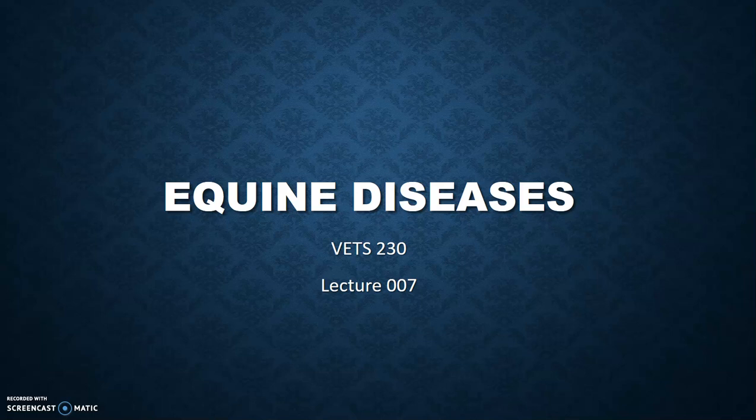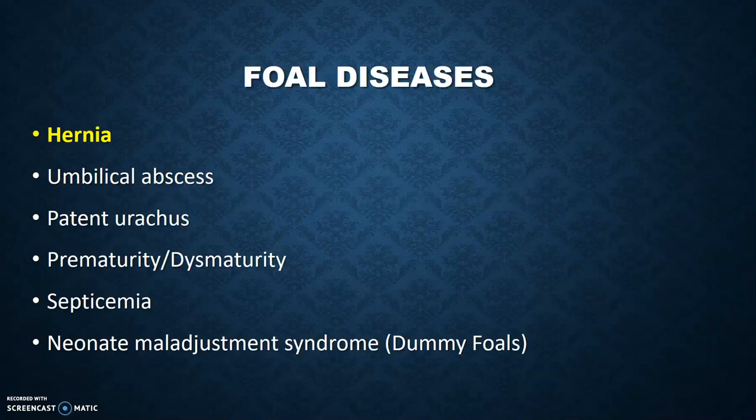Okay, so to begin with, we're going to talk about foal diseases. The only one we're really going to focus on is hernias. But when you have foals, it can get all kinds of problems: umbilical abscesses, patent urachus. That's when the urachus, which is the waste tube out of the umbilicus, doesn't close properly and it ends up leaking. So they end up leaking urine from their belly button, essentially.